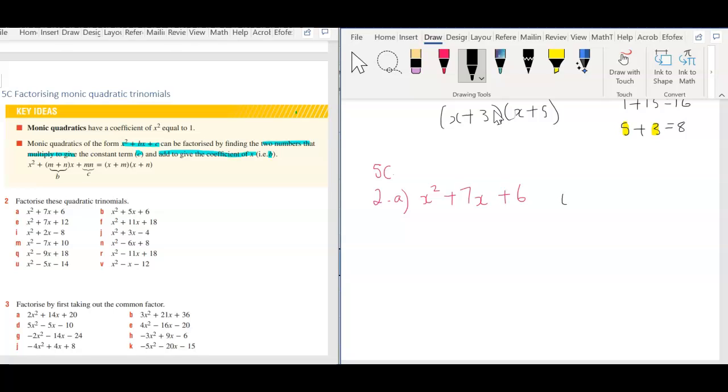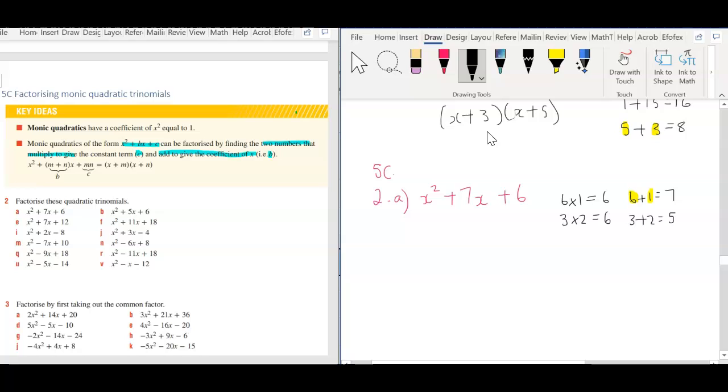So we can have 6 times 1, we can have 3 times 2, and that's it. All right, that's all we need. So that is equal to 6, and that is also equal to 6. And let's add them together. 3 plus 2 is 5, and 6 plus 1 is 7. So the pair of numbers we want is 6 and 1.